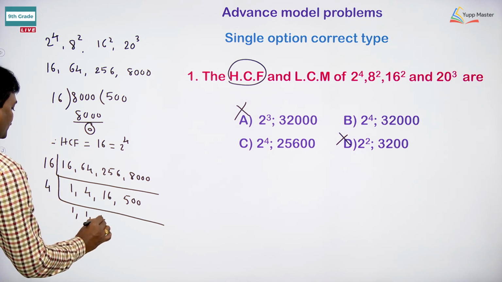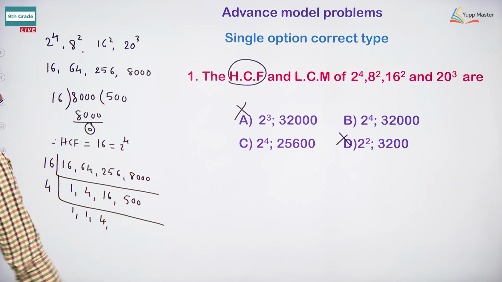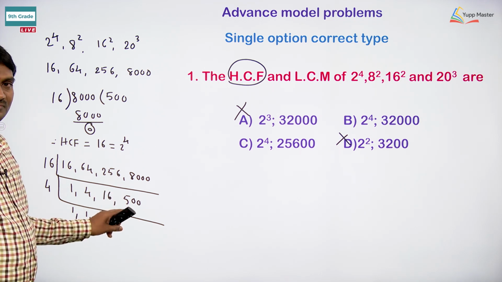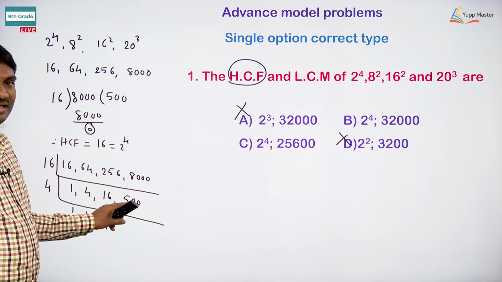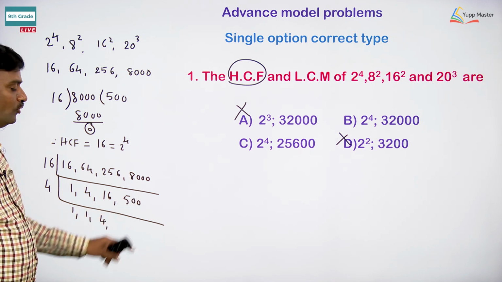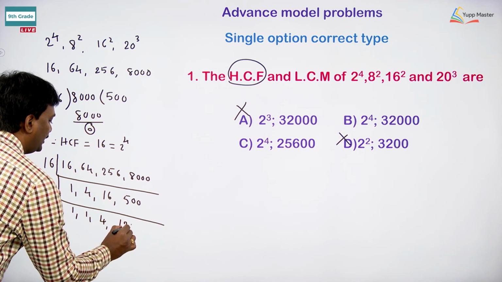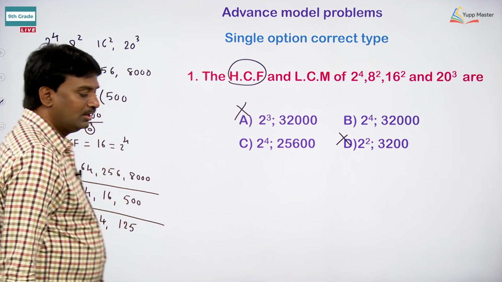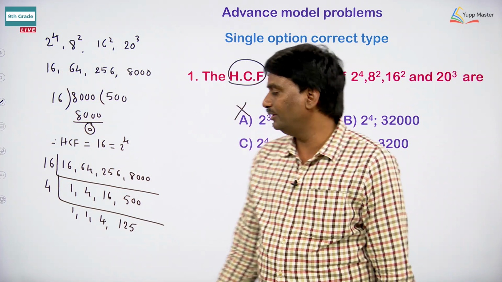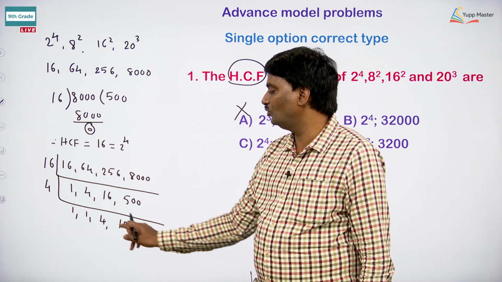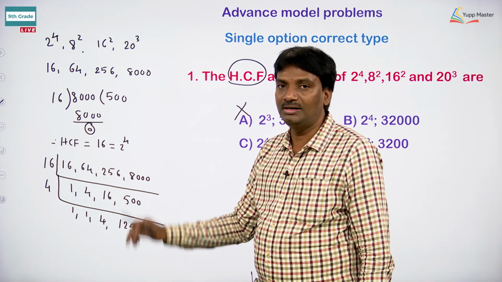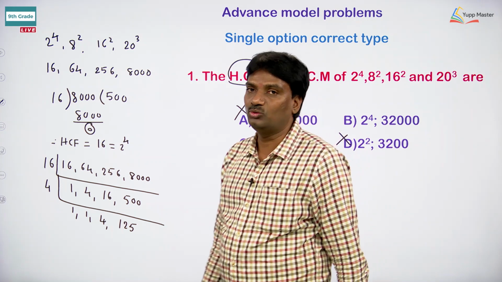4 1s are 4, 4 4s are 16. Here 4 1s are 4, 10 is there. 4 2s are 8, 4 5s are 20. So stop it, because 125 and 4 have no common multiple.